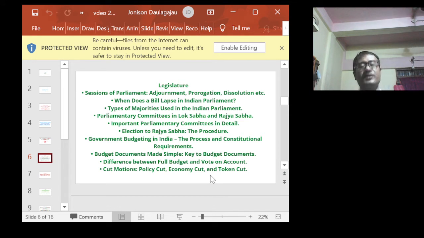Legislature, in the part of legislature: sessions of parliament, adjournment, prorogation, dissolution, etc. And when does a bill lapse in the Indian parliament? The types of majorities used in the Indian parliament, parliamentary committees in Lok Sabha and Rajya Sabha, an important parliamentary committee in detail, election to Rajya Sabha, the procedure, government budgeting in India, the process and constitutional requirements, budget documents made simple, a key to budget documents, difference between the full budget and vote on account, cut motions, policy cut, economy cut, and token cuts.